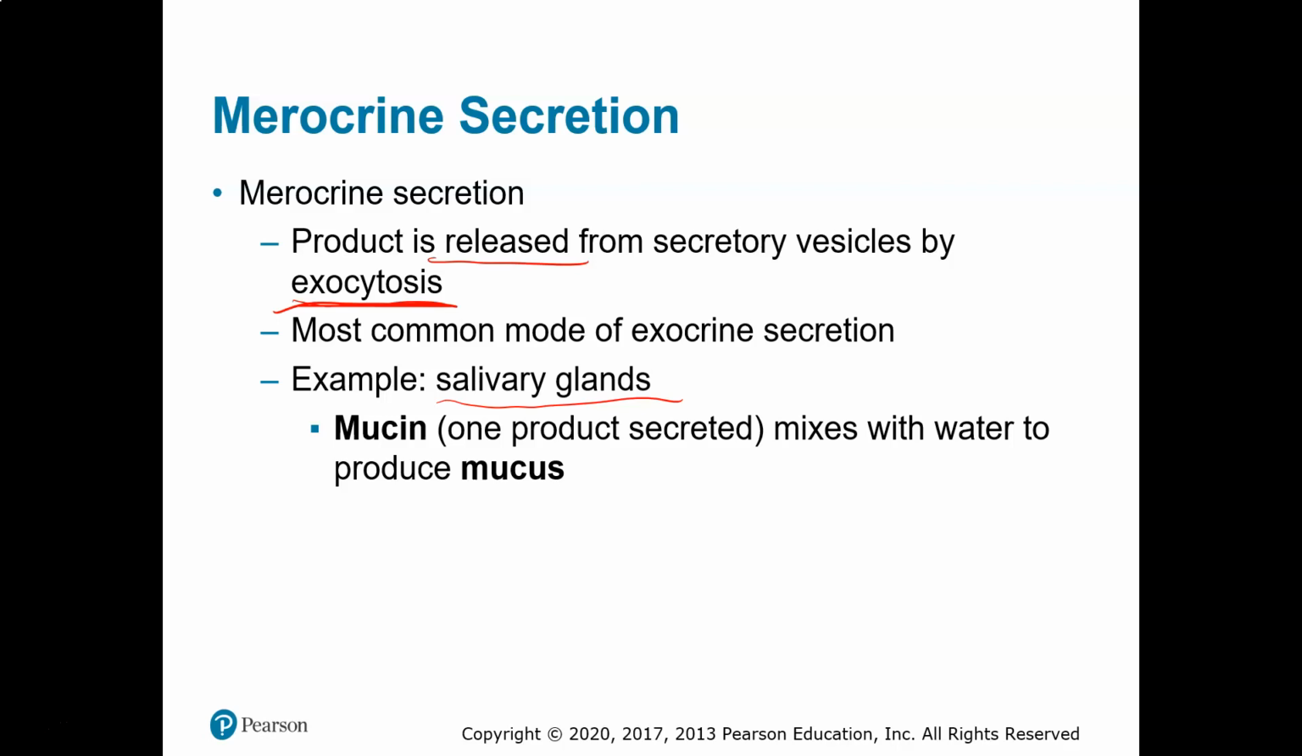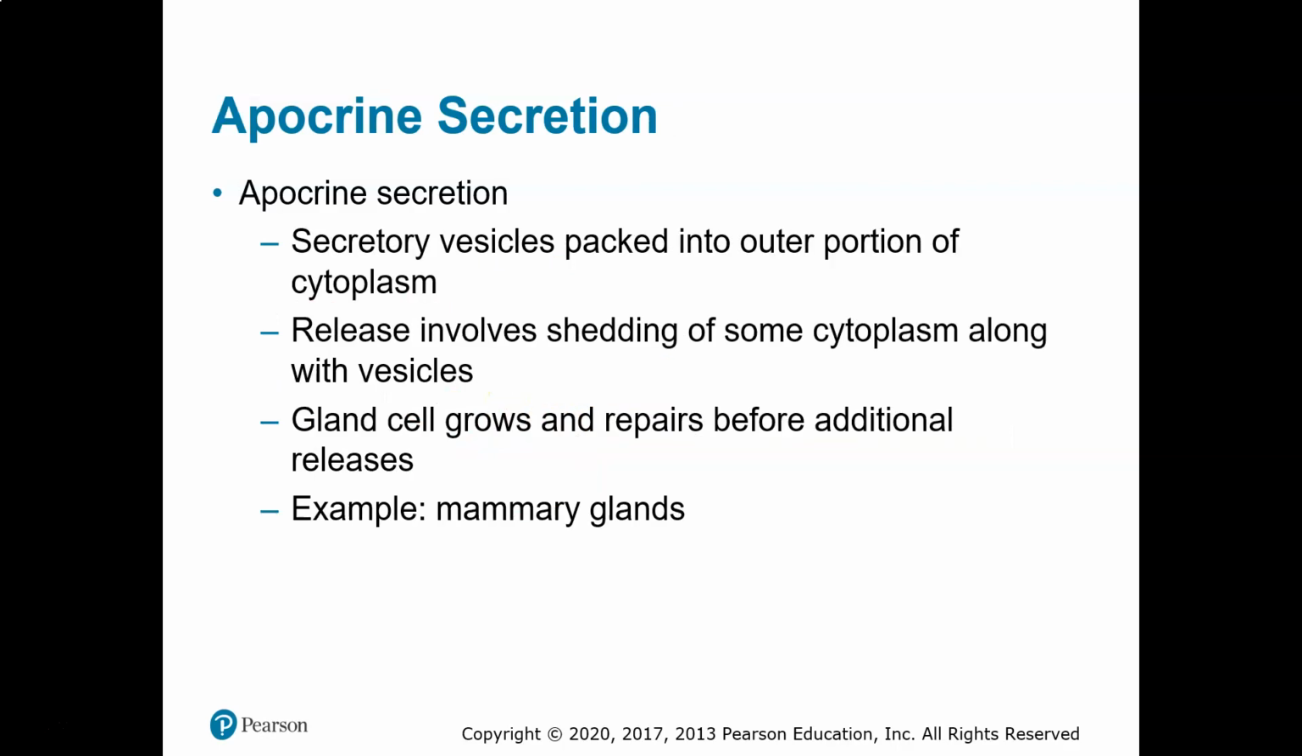Mucin mixes with water to produce mucus. That is a secretion that is a merocrine secretion. Apocrine secretion is when the secretion is released along with maybe the top half of the cell. So some of the cytoplasm of the cell is shed along with the secretion. And then that cell will grow and repair before it can release any more secretion. Mammary glands release an apocrine secretion.